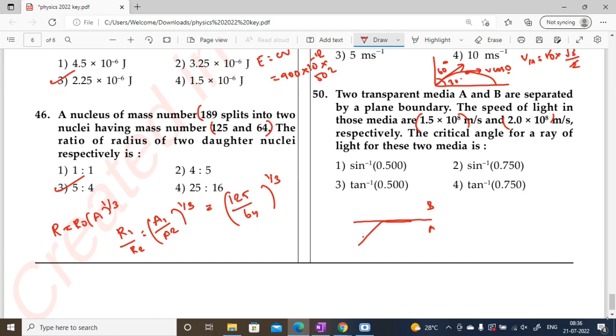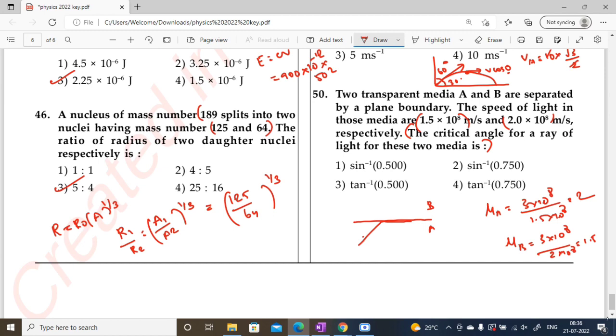Two transparent media A and B are separated by a plane boundary, and the speed of light in those media is given. Let me find the critical angle for the ray. First, the refractive index of the A medium is given by C by V: 3 into 10 power 8 divided by 1.5 into 10 power 8, which gives the refractive index 2. The refractive index of B is 3 into 10 power 8 divided by 2 into 10 power 8, which gives 1.5. So the refractive index of B medium is 1.5 and that of A is 2.